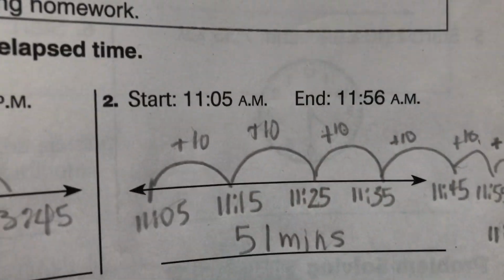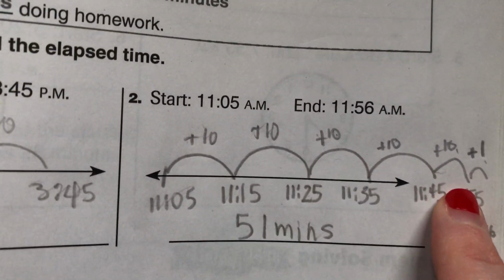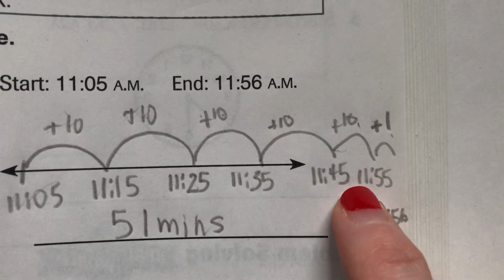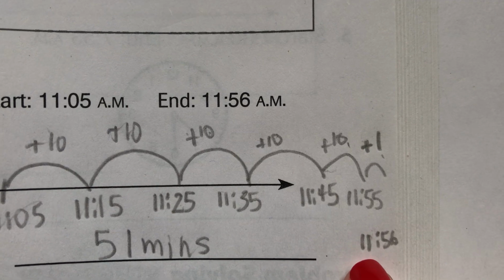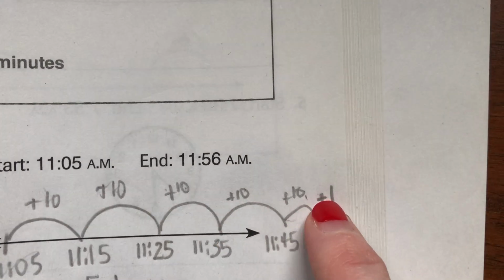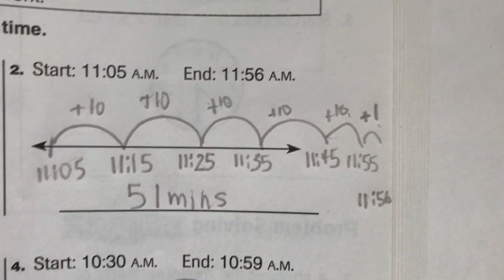Now, here's the reason I had to add the 1. Because when I was jumping up by 10s, I only got to 11:55. So I needed 1 more minute to get me to 11:56. That's why I added a 1 at the end.